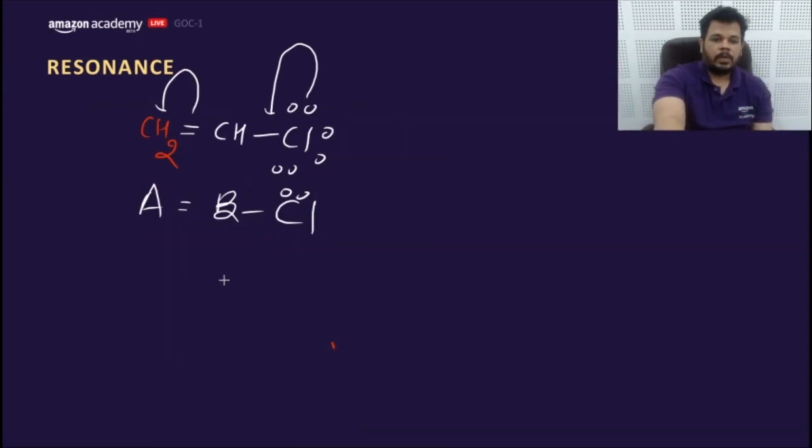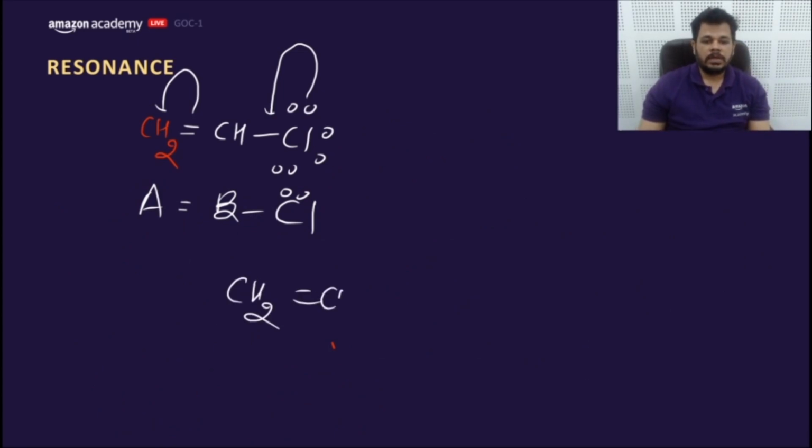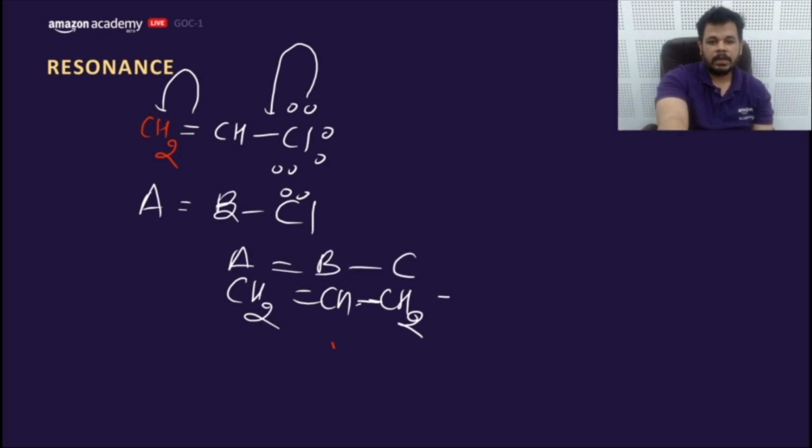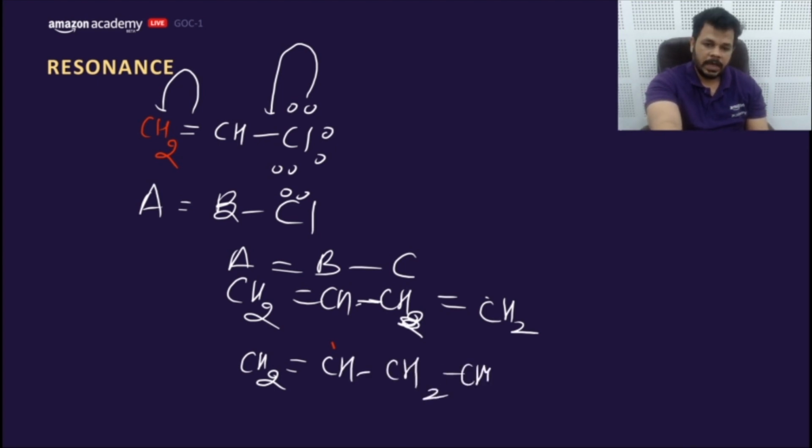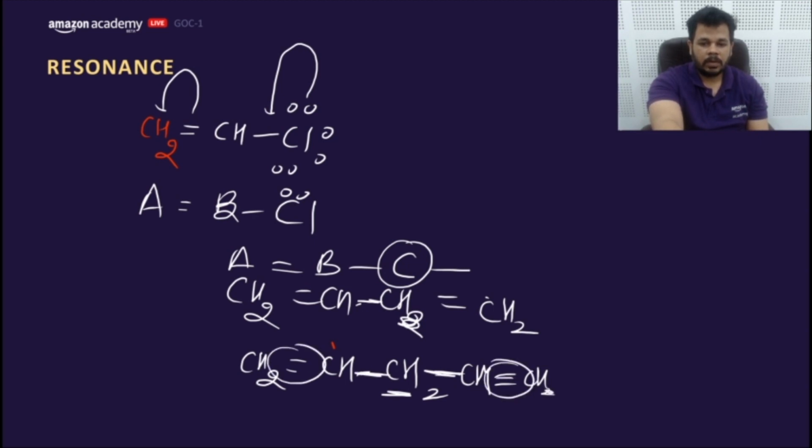So what is the problem in D? The problem in D, friend, is CH2 CH CH2. It should be A double bond B, C double bond D, then it would happen. But it is like this: CH2 double bond CH, CH2. So this is A double bond B, and C has a single bond. So there are two single bonds between a pi bond, double bond and a triple bond. So this extra single bond will not make the resonance happen.